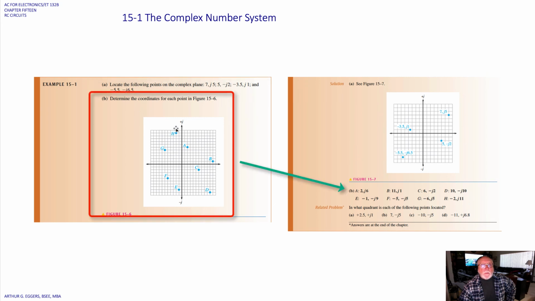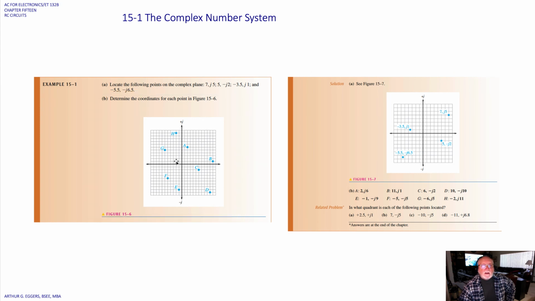If we take a look at part B here, we have several points that we've plotted. They want you to take a look at this and determine point A, where is it located? Well, point A is 2 on the x-axis, j6 on the positive j-axis. B down here is 11, j1, so you can see we're out at 11 and up j1 units, and so on. So you've got A, B, C, D, E, F, G, and H, each one of them plotted on the graph here below.